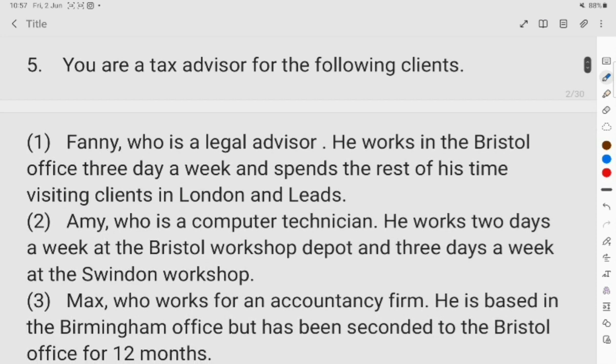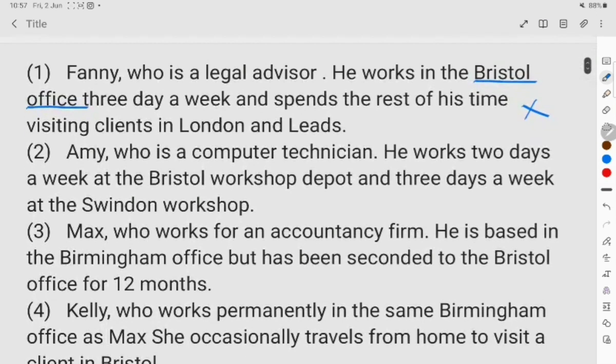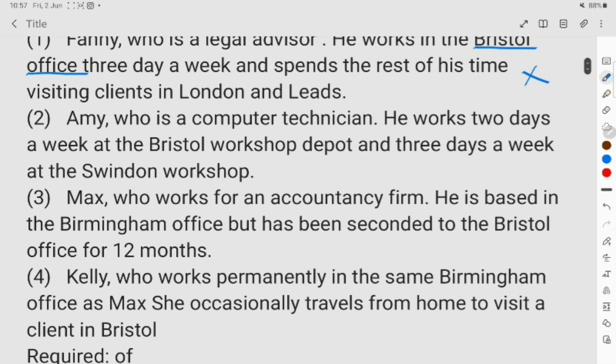So the first person, Fanny, who is a legal advisor, works in the Bristol office 3 days a week and spends the rest of his time visiting clients in London and Leeds. As he is working in Bristol office, it means that this is his permanent workplace. So from home to permanent workplace, any travelling expenses will not attract tax relief. So this person will not be allowed tax relief for travelling expenses.